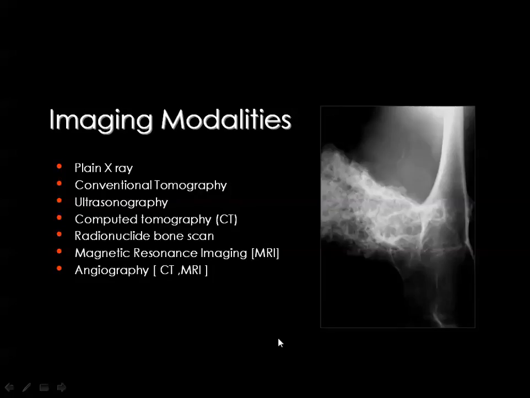As you all know, there are a lot of bone tumors, either benign or malignant, and we have a lot of imaging modalities, including the plain X-ray, conventional tomography, ultrasound, CT, MRI, and some of the angiographic techniques which are now performed through the CT or MRI. And also we have the value of bone scan, isotopic bone scan.